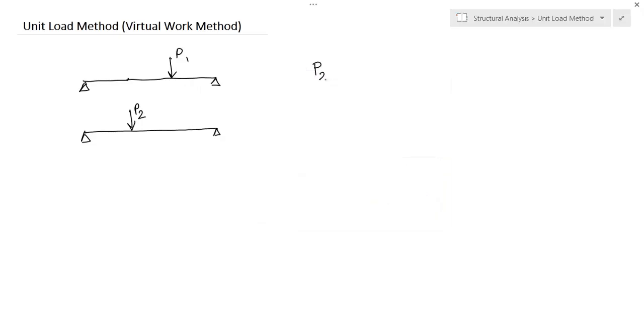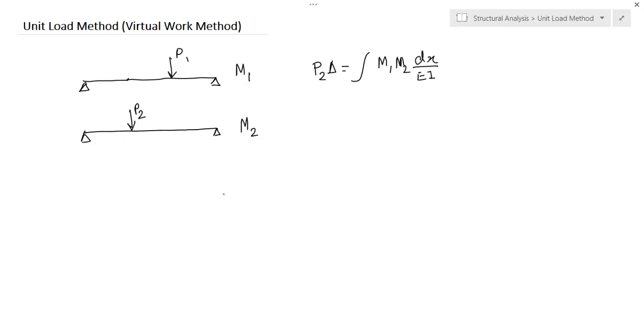So the formula of the deflection is P2 into delta equals the integration of M1 M2 dx by EI. So what are M1 and M2? M1 is the moment at any section of the first beam, and M2 is the moment at any section of the second beam due to the applied loads in the respective beams.